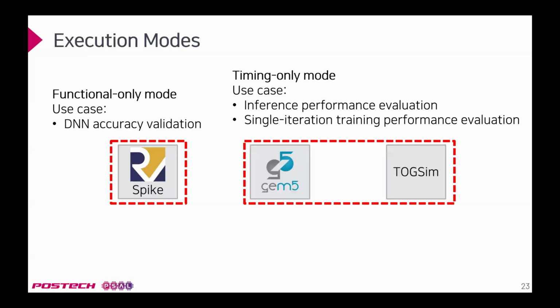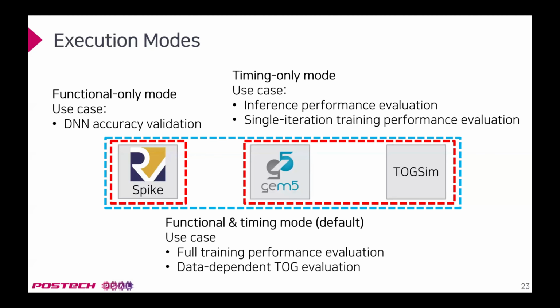The second is timing only mode, which uses Gem5 and TorchSim, but skips functional simulation. This is ideal for inference performance evaluation or single iteration training evaluation, where you only care about cycle counts and don't need to track data values.